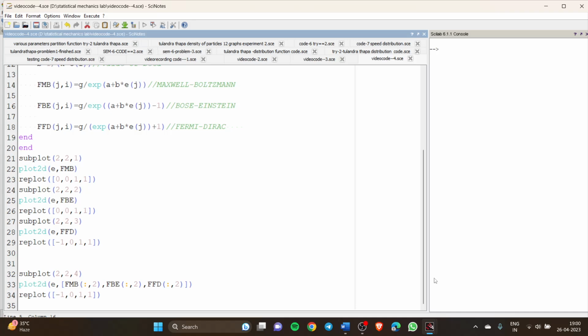Comparison: the curves between the number density of particles and the energy values of the different distributions are plotted for a single temperature. In Maxwell-Boltzmann and Bose-Einstein, n number of particles can occupy a given energy level. Hence, there is no restriction on the number density of the particles. But in Fermi-Dirac, the Pauli exclusion principle restricts the number of particles in a given energy level. The number of particles occupying a given energy level is maximum for Bose-Einstein, then for Maxwell-Boltzmann, and then for Fermi-Dirac.